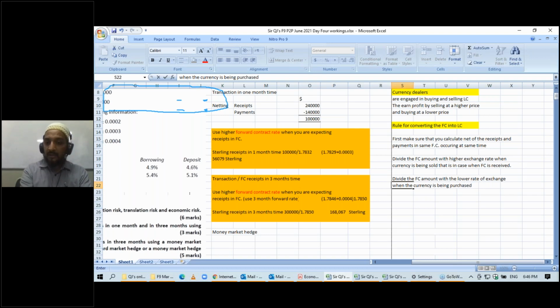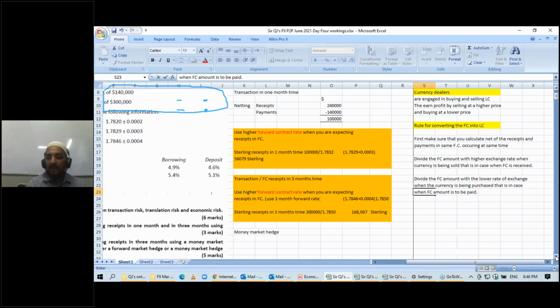So the local currency we're talking about, that is in case when foreign currency amount is to be paid. So this is the rule which you need to remember. This note will help you remember what to do in future.